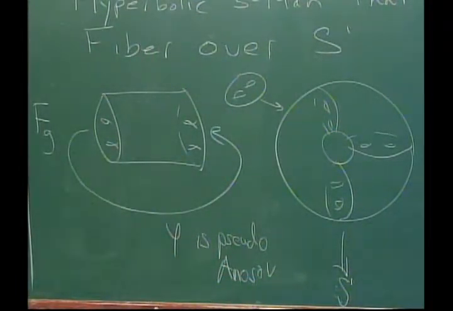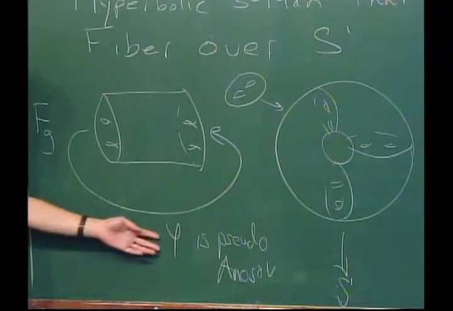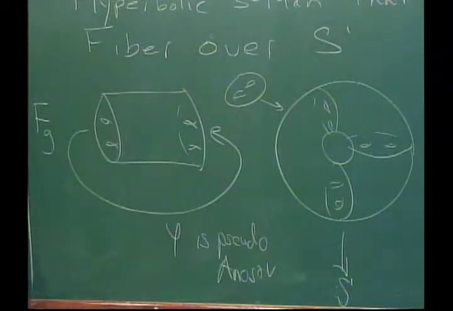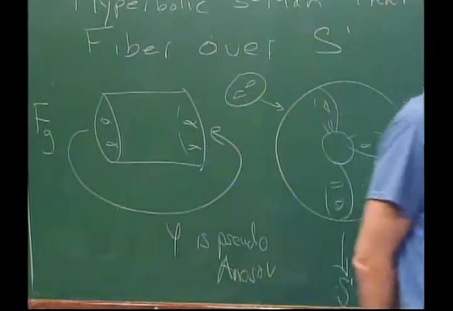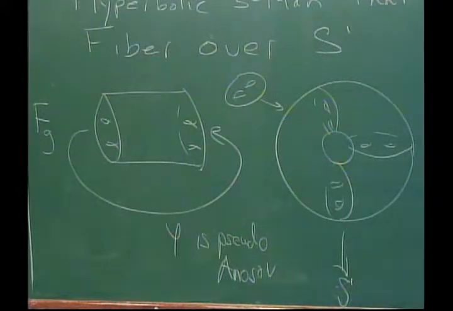Pseudo-Anosov, if you don't know it, is a fairly generic condition. It essentially means that phi doesn't fix any curve on the surface, and neither do any of its powers. So this was known in the 70s, that these manifolds exist, but we still don't understand what they look like geometrically very well. Then we can ask what kind of minimal surfaces exist in these 3 manifolds.